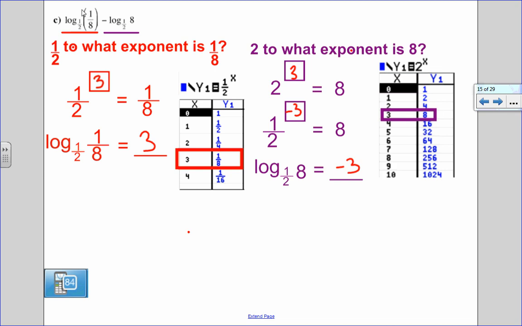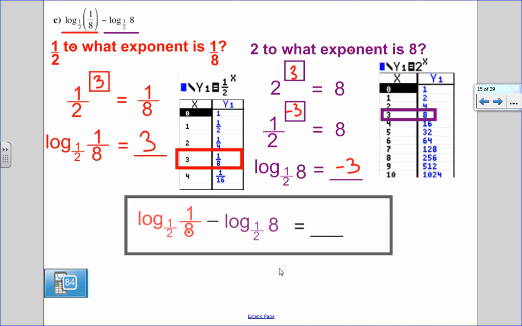So now that I've figured out my two individual values of the logs, I can now subtract them. Log base a half of 1/8 is 3, sorry, let me say that again, I said the first one wrong. Log base a half of 1/8 is 3, and then log base a half of 8 is just -3. And 3 take away -3 is 6.